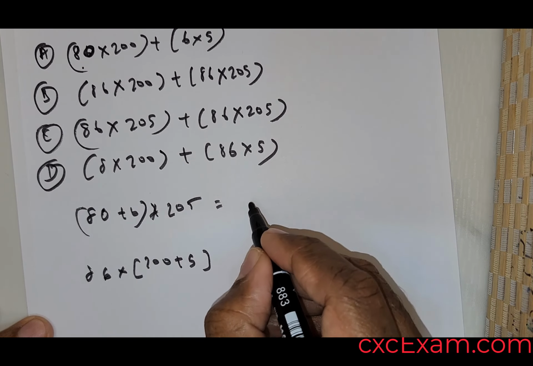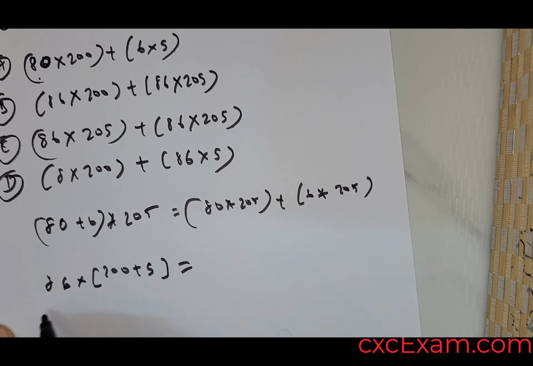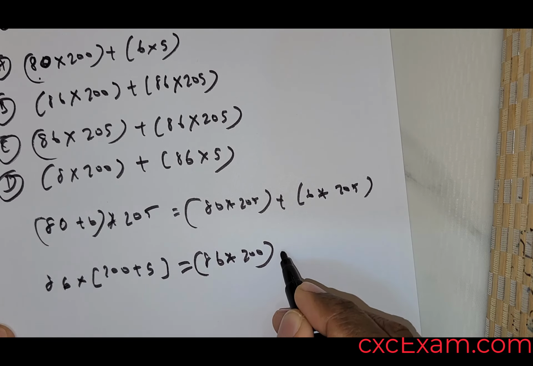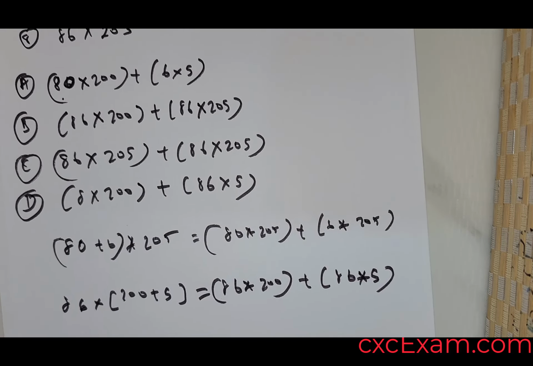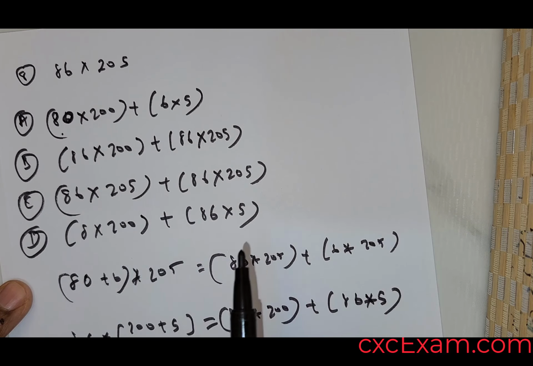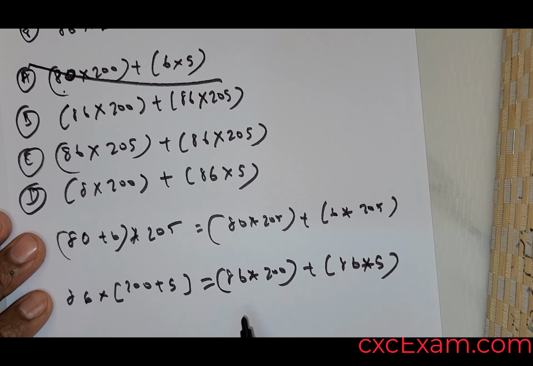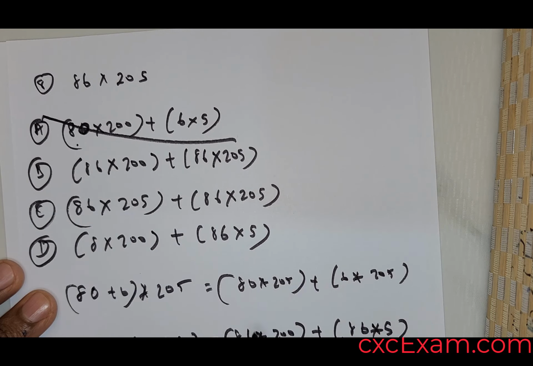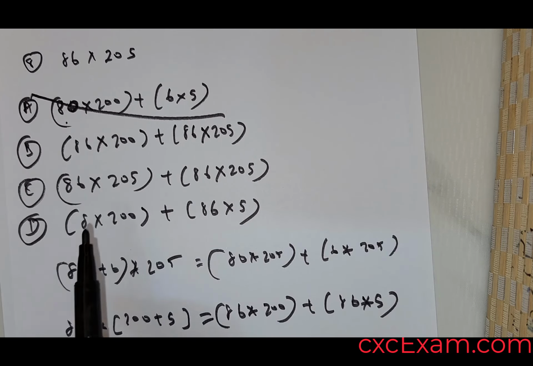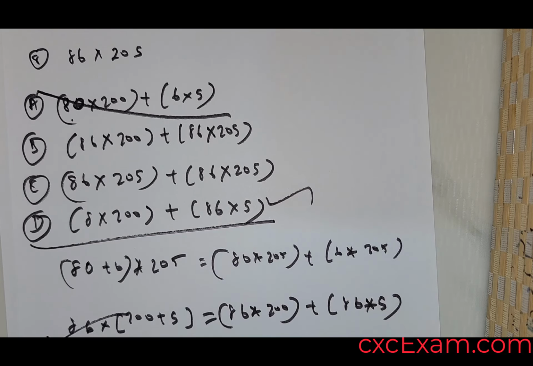Now this can be rewritten by distributive property as 80 times 205 plus 6 times 205. Same distributive property, 86 times 200 plus 86 times 5. Now you go up and you check which of these choices suits you. Now 80 times 205, no, definitely this is not there. 86 times 20 plus 86 times 20, so this is not there. 86 times 205 plus 86 times 205, so this one also fails. But 86 times 200 plus 86 times 5, so this is the choice. So the choice D will be the right answer.